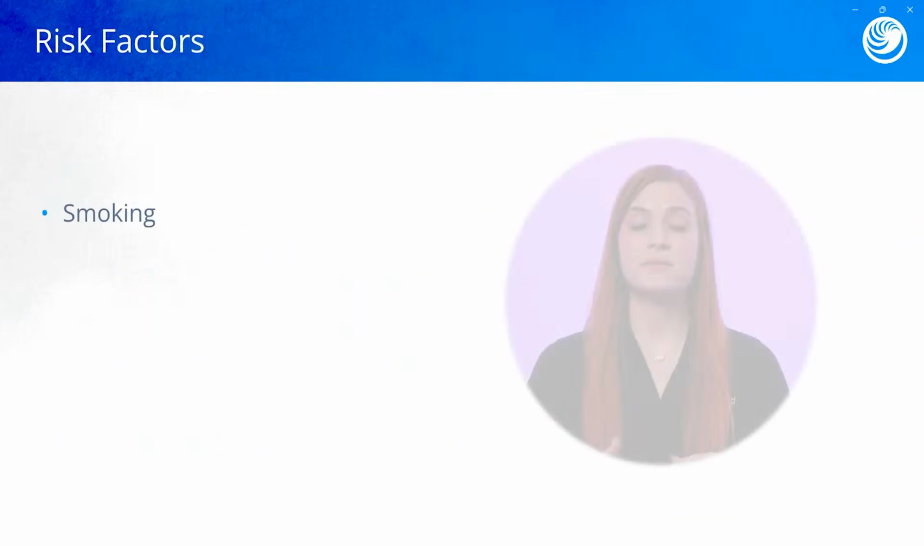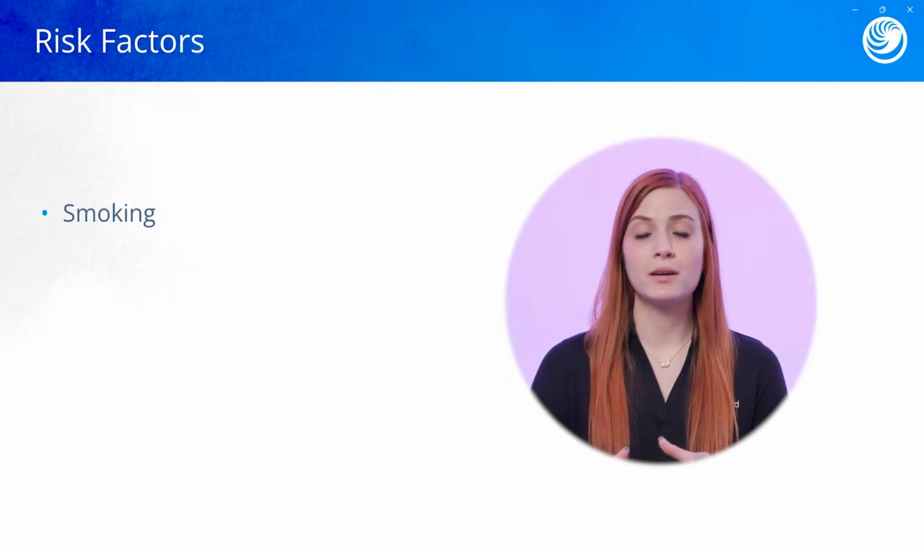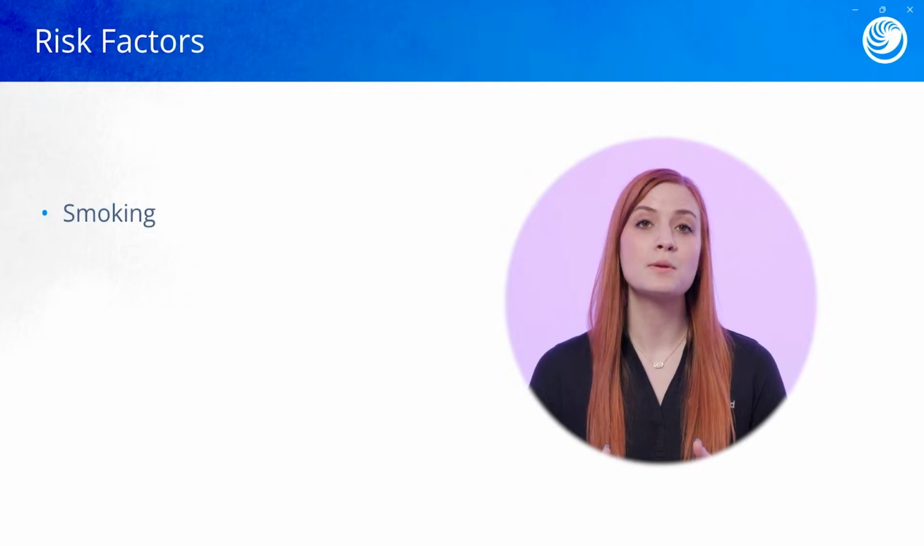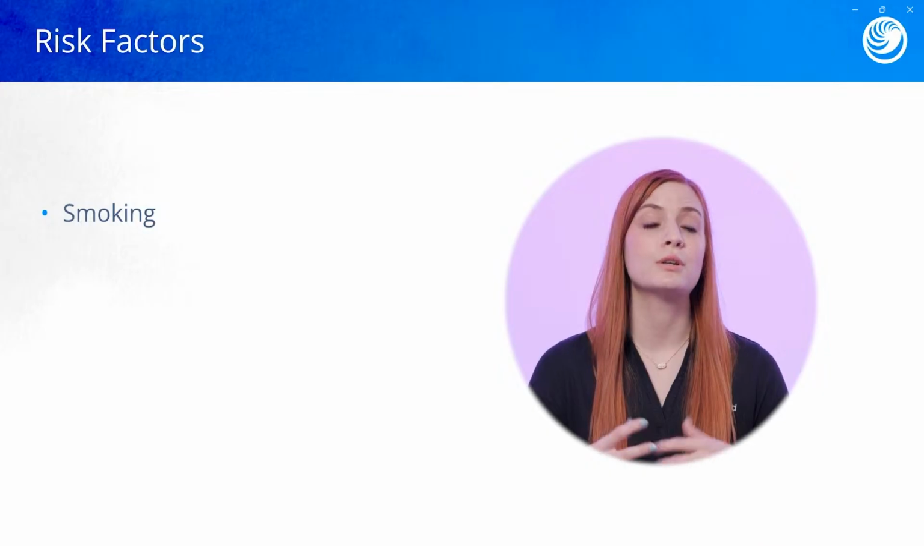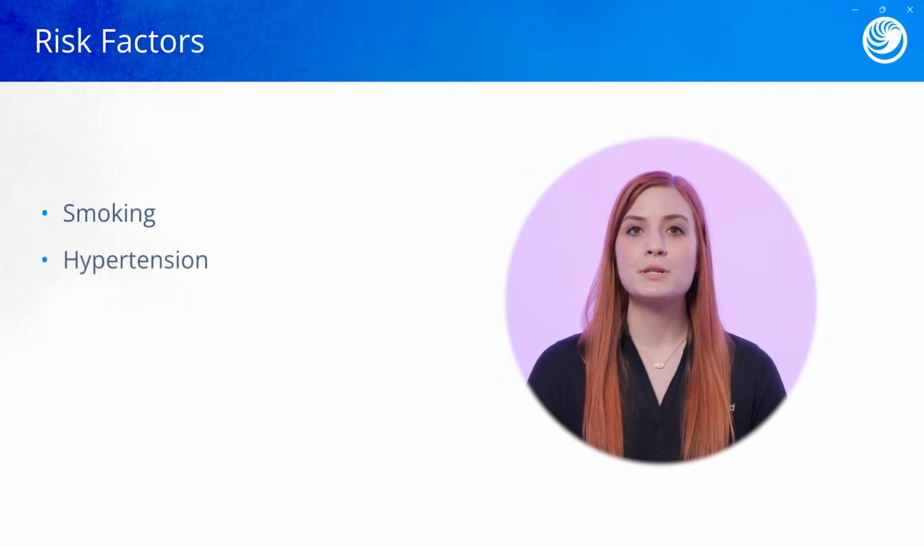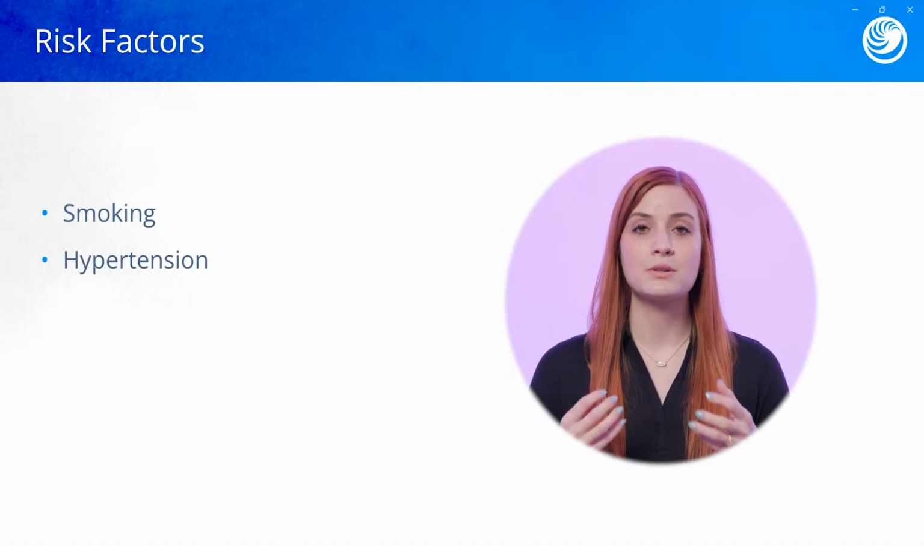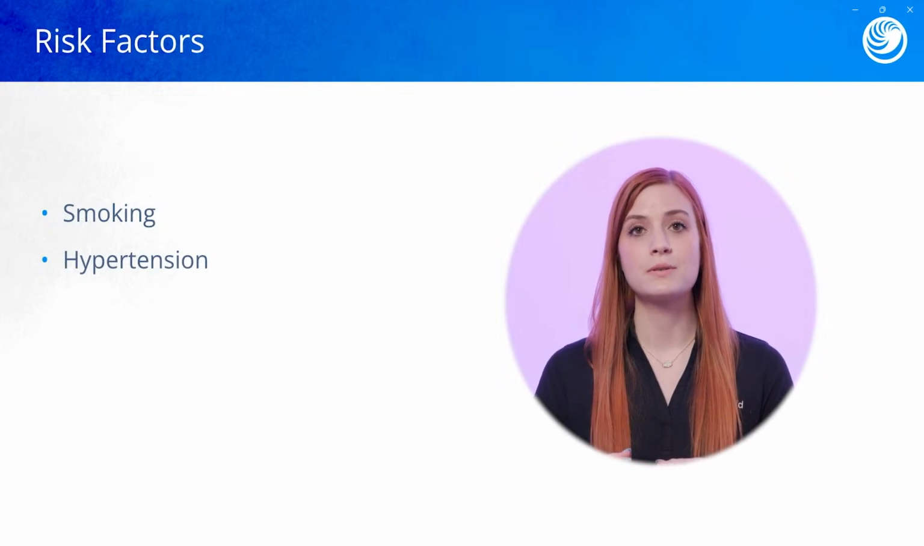One of the biggest risk factors for AAA is smoking. Over time, smoking is going to damage the vessel walls and make them more susceptible to aneurysm, and smoking is also going to increase our blood pressure, known as hypertension. Whether hypertension is caused by smoking or another means, hypertension in general is going to increase the risk for an aneurysm because there's extra strain on the heart and vessels.